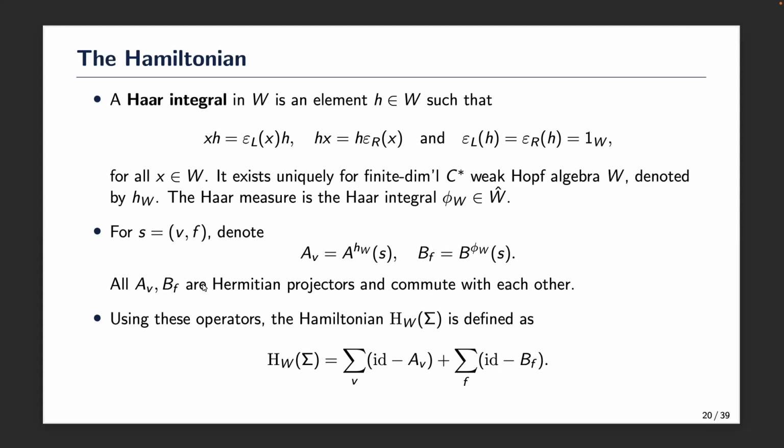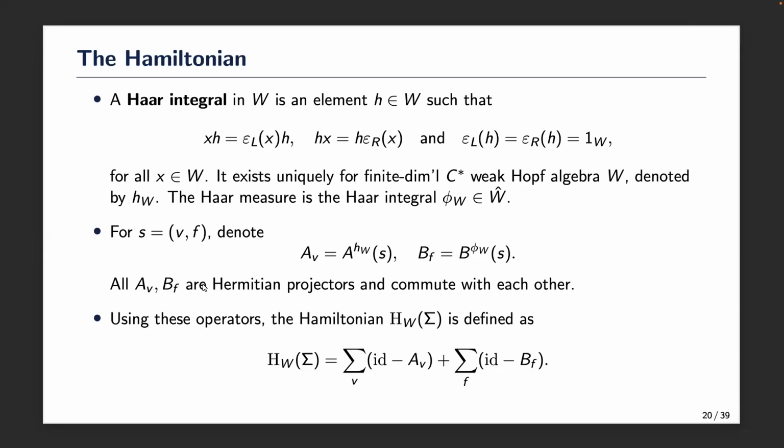Because the Haar integral has some very nice properties, for a given site we use the Haar integral to define this A operator. Because the Haar integral is cocommutative, we can see that this operator only depends on the vertex, not on the order of the labeling of the edges around the vertex. So we can denote this by A_v. Also, when we use the parameters given by the Haar integral in W hat, this also depends only on the face, not on the order or the whole site. So we denote it by B_f.